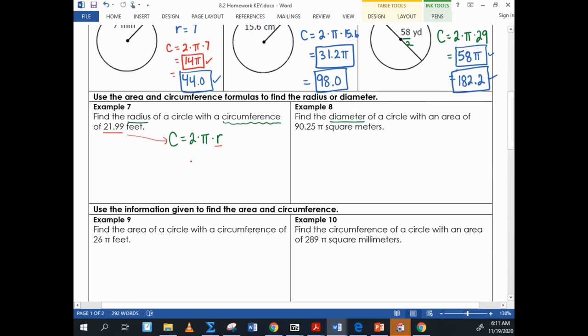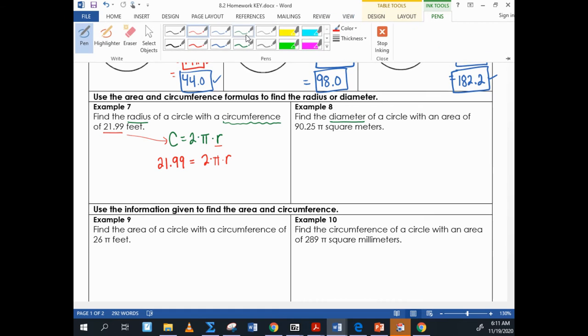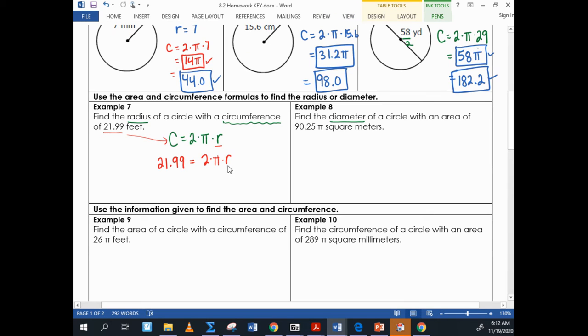So I'm just going to rewrite this nice, lovely formula, but instead of a circumference, I'm going to write the 21.99. That's what our circumference is. So that is equal to 2 times pi times r. All right. Now you just have to remember your steps of solving equations. If we're trying to get this radius all by itself, we want to get rid of this 2 that's multiplied to it, and also this pi that's multiplied. Both of those are just multiplied to my r. So to undo multiplication, I'm going to divide both things.